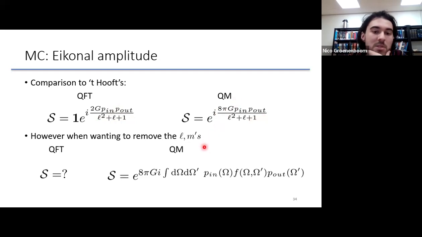However, when we want to remove the LMs, because 't Hooft has this quantum mechanical formulation where there is also a formulation in terms of positions, when we wanted to do that on our field theory side, this turned out to be impossible because the minimal coupling removed all sense of position and LM. So we knew that we had to improve.